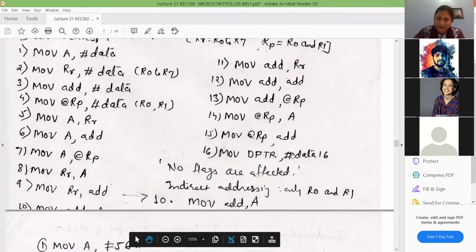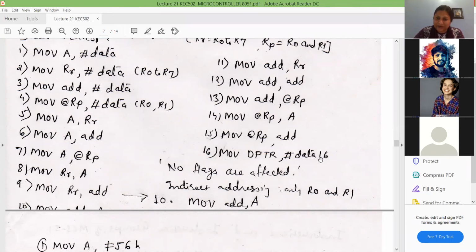Because DPTR is a 16-bit register, here the data is 16-bit data. Immediate 16-bit data is moved into the DPTR register. DPTR has two 8-bit registers: DPL, the lower byte of DPTR, and DPH, the upper byte of DPTR. So for this 16-bit data, the lower byte will go into DPL and the higher byte will go into DPH. Then you can transfer the data from any RAM location to any RAM location, and from any register R0 to R7 to any RAM location.